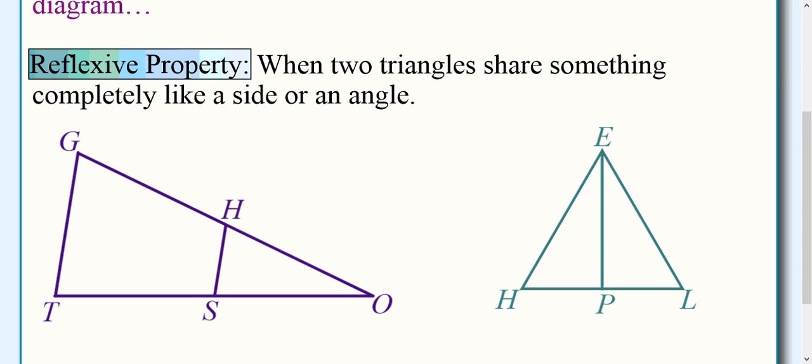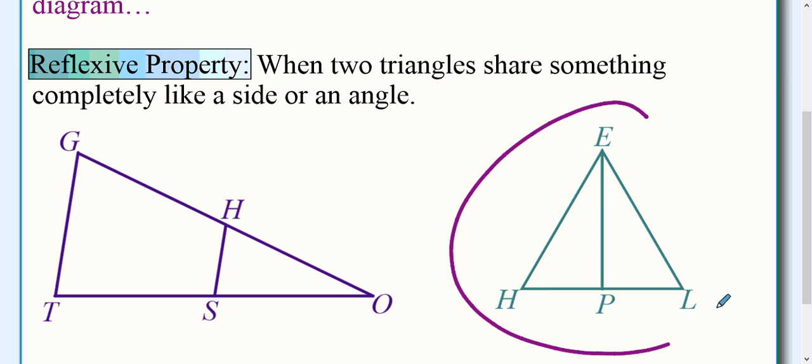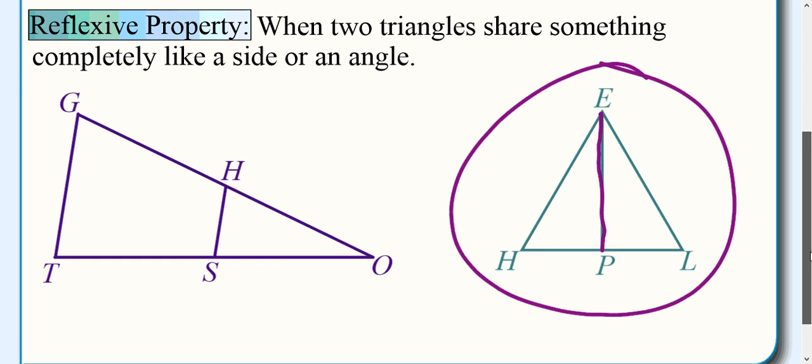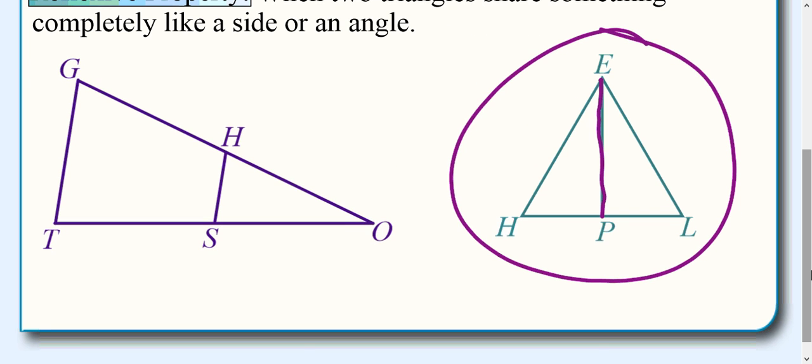So here, we'll start with these 2. Those are 2 triangles and they share a side. They share this side right here. When that happens, that's when you use the reflexive property, because you know that they both have that side EP. So you already know one piece of those two triangles that's congruent to itself. You know that EP is congruent to itself, to EP. And EP is a corresponding side from those two triangles.